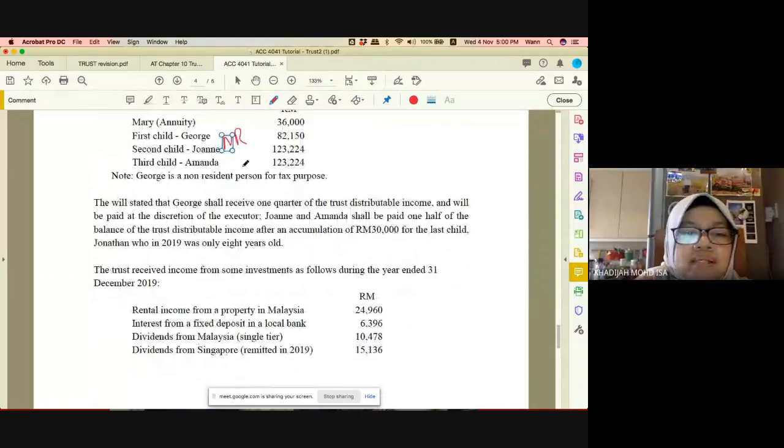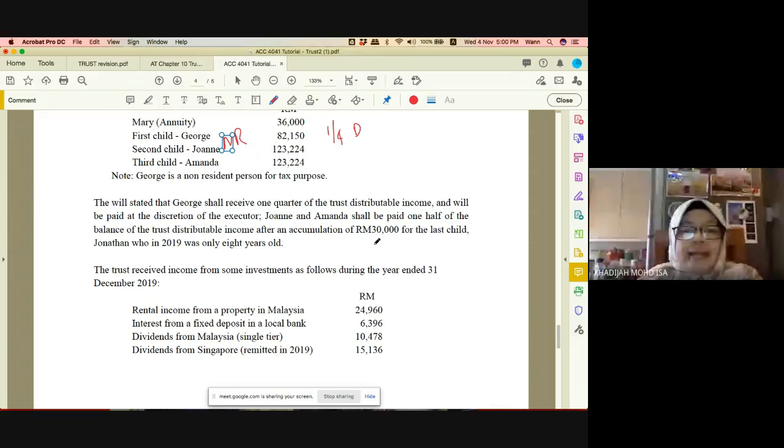The will stated that George shall receive 1/4. George is 1/4. You can take note of this information. And then it will be paid at the discretion of the executor. So this one is the discretionary, even though it mentioned 1/4, right? It will be paid at the discretion of the executor. So it means that it's a discretionary trust, even though it's mentioned 1/4. Do you get that? Okay.